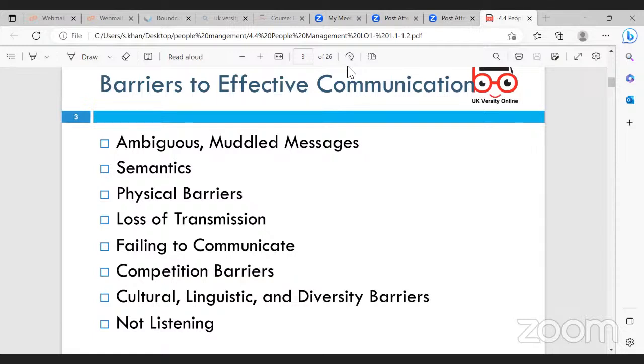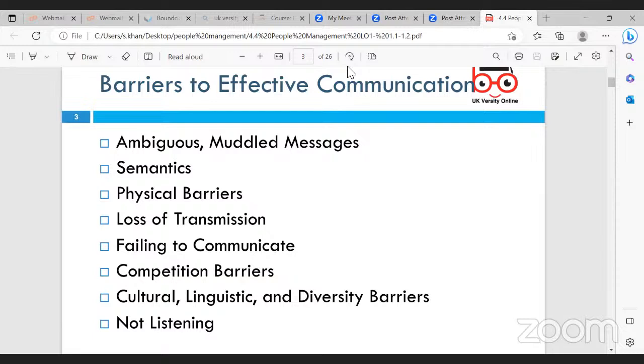Then we have other issues such as cultural, linguistic, diversity barriers, and not listening. That's really important, because sometimes it's difficult to understand and conceptualize what the person's saying. So physical barriers can also be those that arise due to certain factors like faulty equipment, as we mentioned earlier.